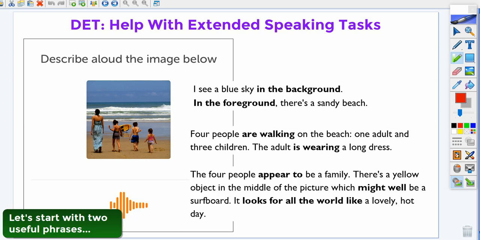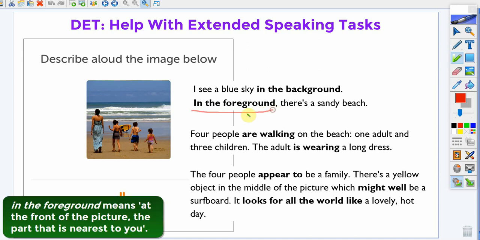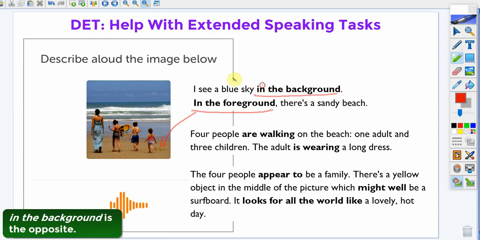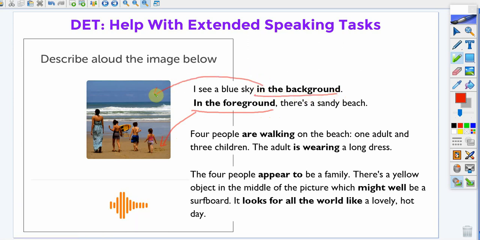Let's start with two useful phrases. In the foreground means at the front of the picture, the part that is nearest to you. In the background is the opposite.